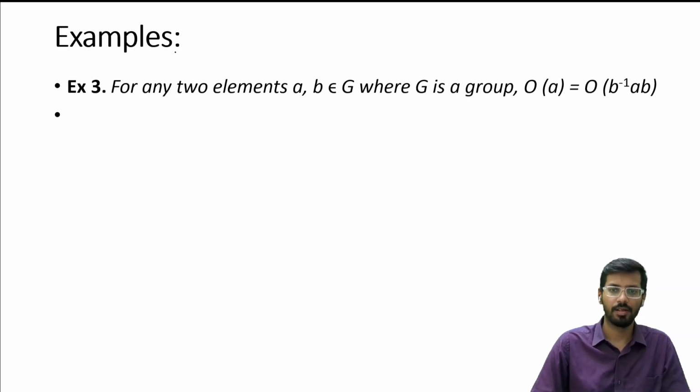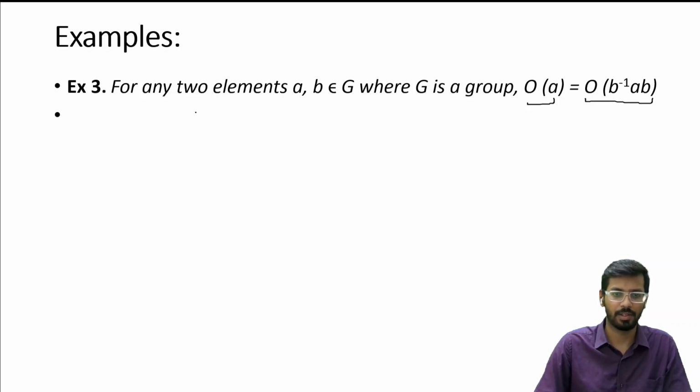नाउ अनदर एग्जांपल. ओके, this is simple. You can try. Okay, let me solve this also. So given that order of A, we have to prove that order of A is equal to order of B inverse AB. Okay, so given that, suppose we take order of A is equal to n. Okay, that means A raised to power n is equal to identity element.